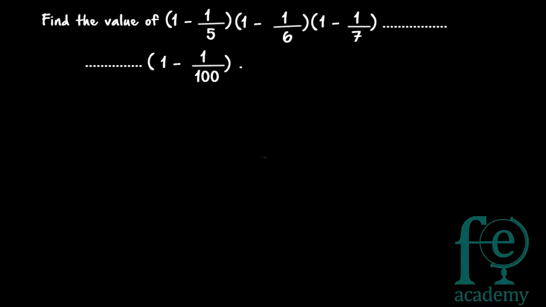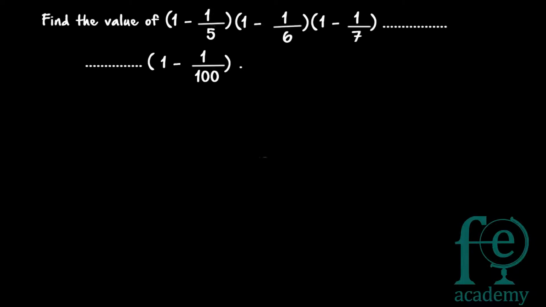So today's question is, find the value of (1 minus 1 by 5) into (1 minus 1 by 6) into (1 minus 1 by 7), and it is extending up to (1 minus 1 by 100). When you see this question, you may feel like it's a complicated question. It will take a lot of time. But don't be frightened by this question. It's very simple. So let's try to solve this.